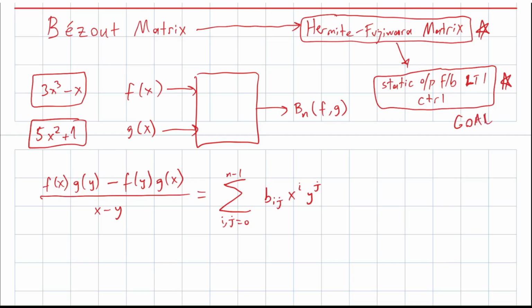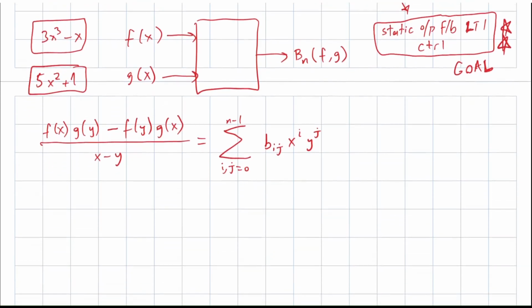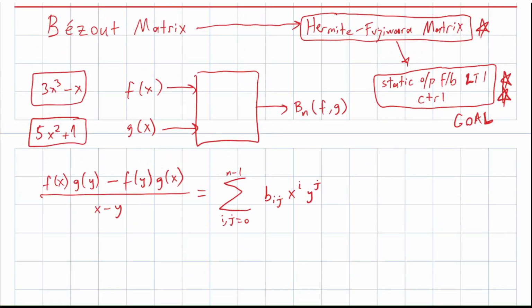But to be able to talk about this subject, first we need to get this Bézout matrix and also Hermite-Fujiwara matrix out of the way, right? And these are just some type of formulas. I mean, you don't need to learn conceptually new things, right? Okay, and Bézout matrix, right?